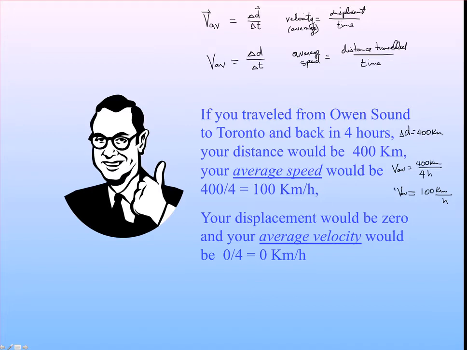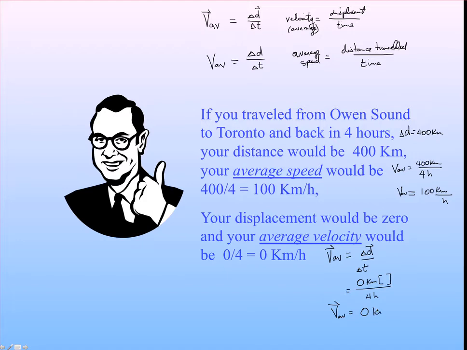Let's look at our average velocity. Average velocity equals your displacement divided by the time it took you to make that displacement. In this case, because we're looking at a round trip, because we start in the same place as we end, our displacement is 0 kilometers in no direction. And it took 4 hours to do it. Our average velocity would be 0 kilometers per hour.